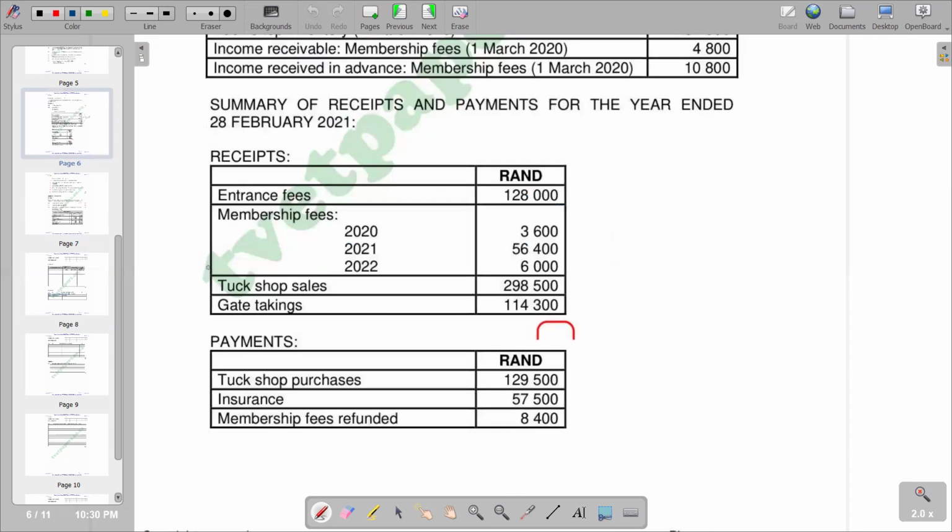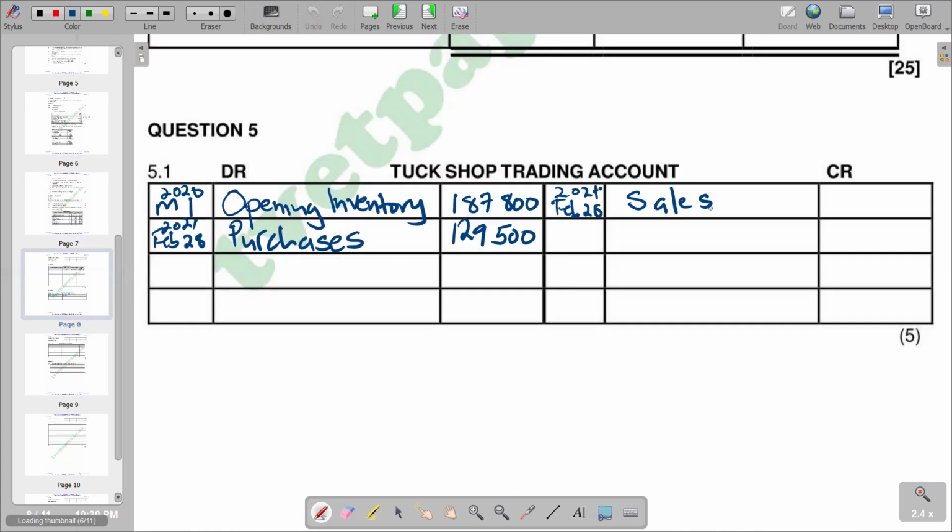So we refer back and try to find out what figure we have for sales. I'll go under receipts. We have got tuck shop sales, 298,500. So we transfer that as 298,500.